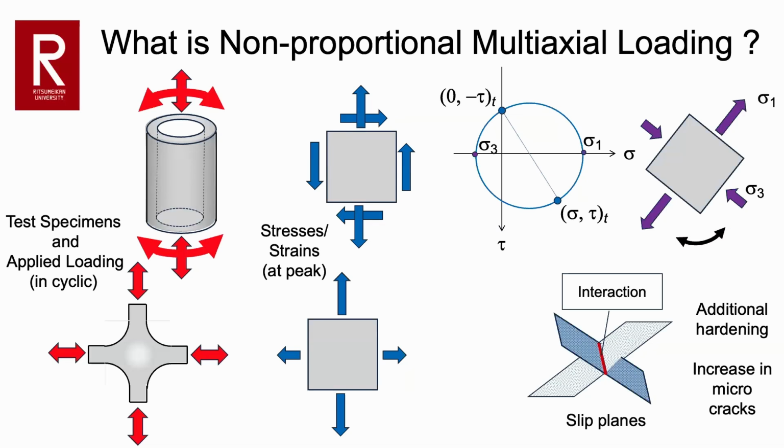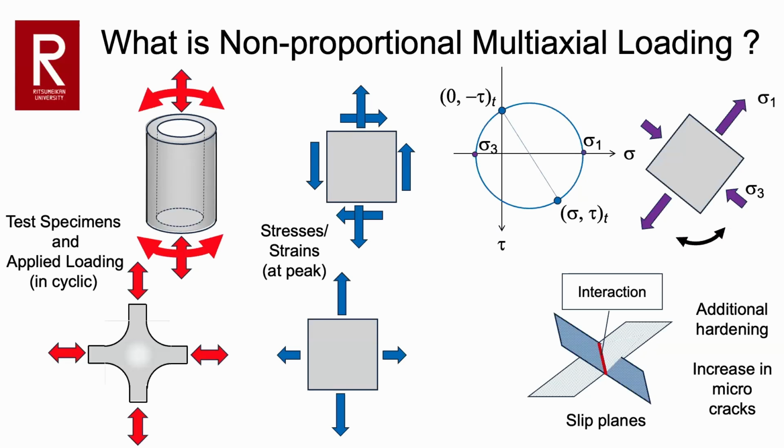What happens to the material? Due to the direction change of the principal strain, different slip systems become active. In that case, sometimes interaction between the slip systems occurs, resulting in additional cyclic hardening and the creation of a number of small cracks in the specimen. On the other hand, using the cruciform specimen, the direction of the loading is always fixed in the X and Y directions.